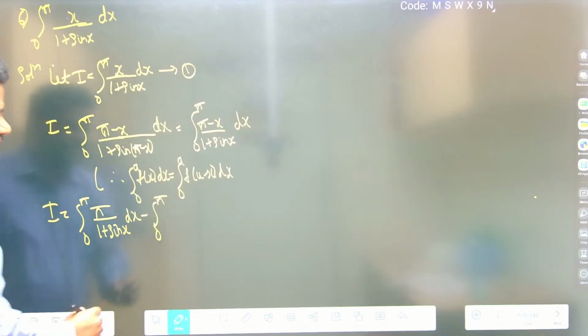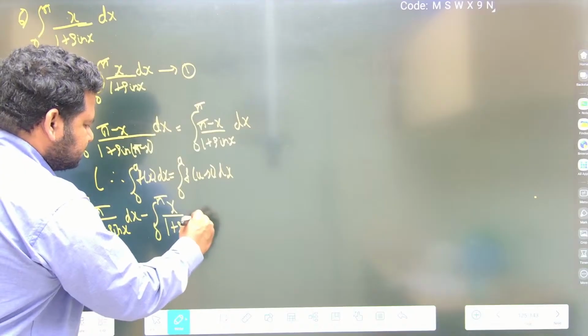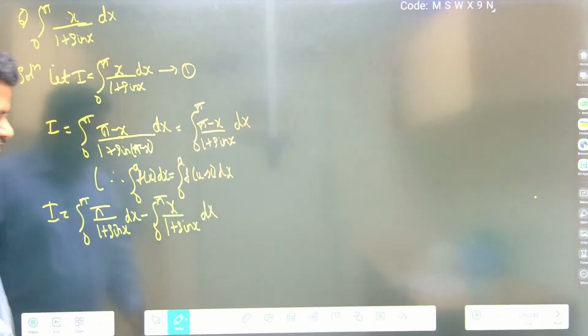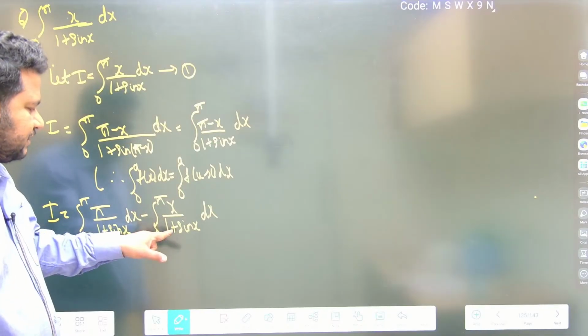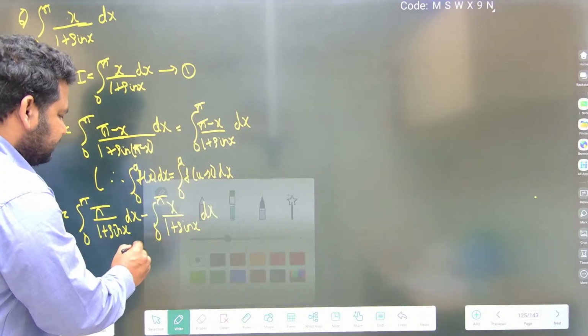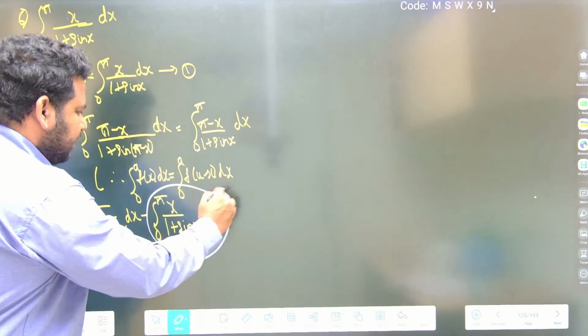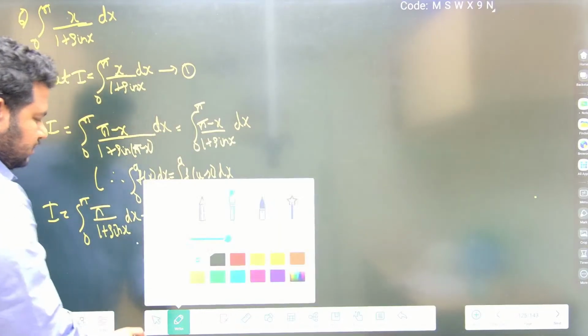x by 1 plus sin x dx. Now observe carefully. What is this equal to? The integral 0 to pi x by 1 plus sin x dx is nothing but equal to I. That is what we took here. This entire thing is nothing but equal to I. Now let us proceed from here.